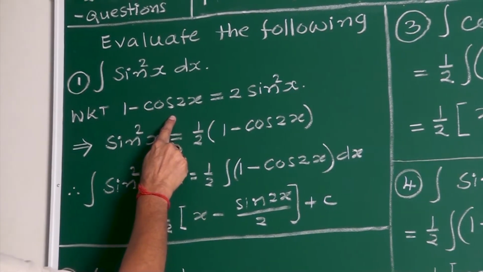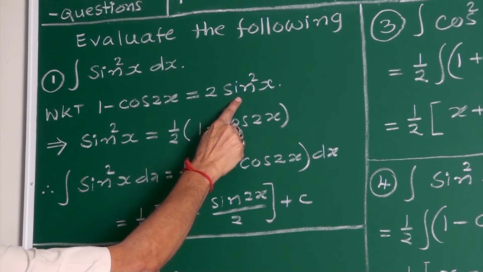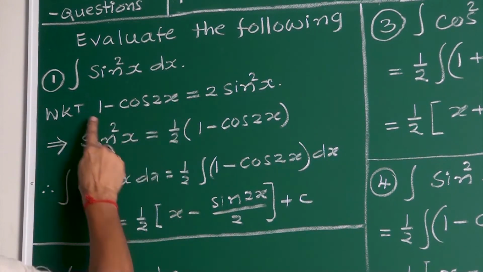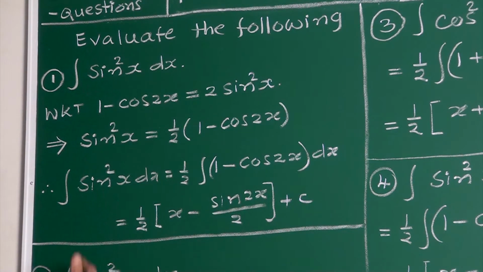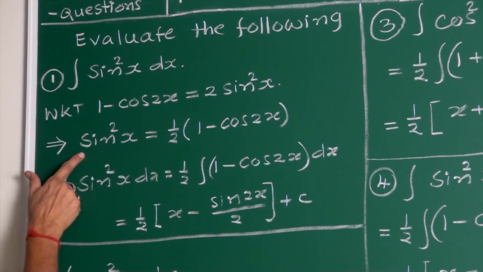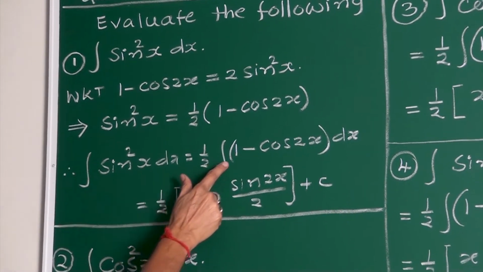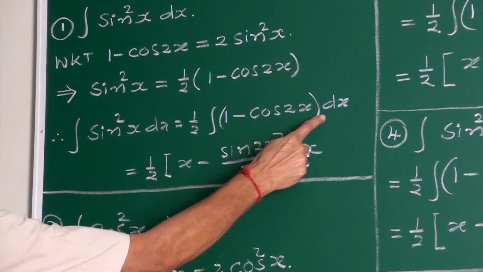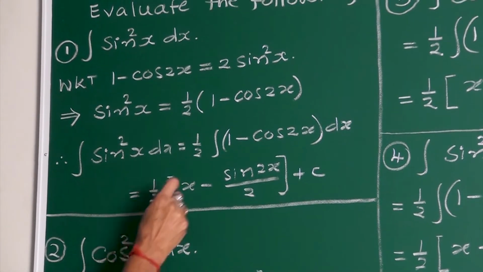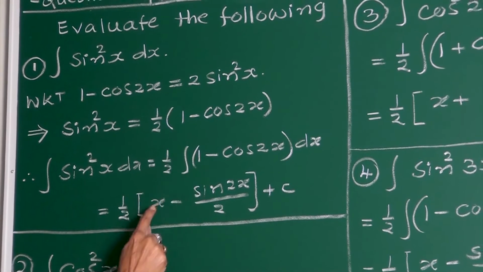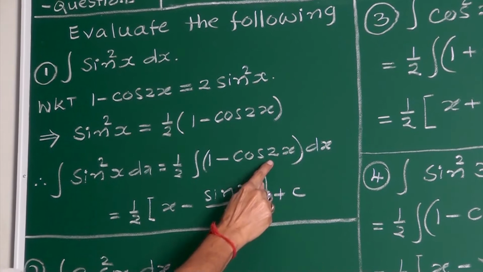Yes, my friends. Sine square x. We know this formula: 1 minus cos 2x is 2 sine square x. Therefore, sine square x, sending 2 to this side, becomes 1 by 2 into 1 minus cos 2x. Integrate both sides. Integral of sine square x dx equals, being a constant coefficient outside, 1 by 2 integral of 1 minus cos 2x dx.